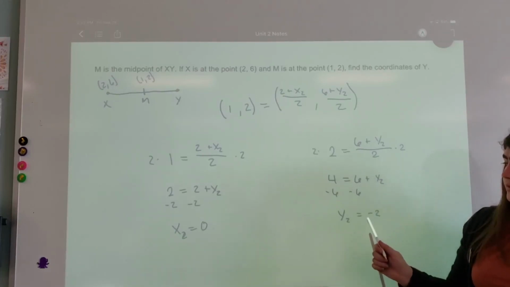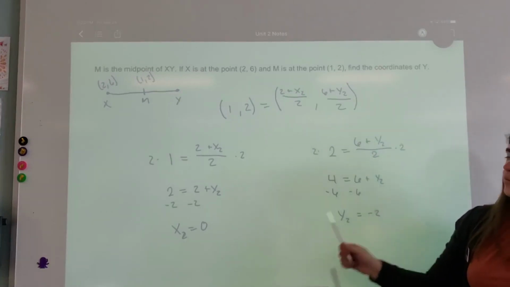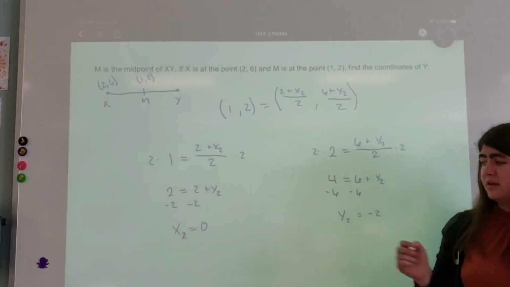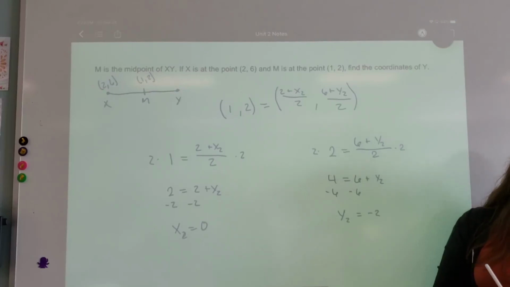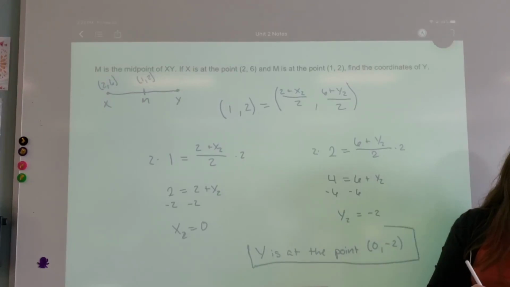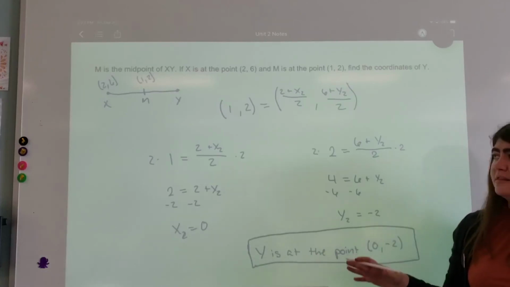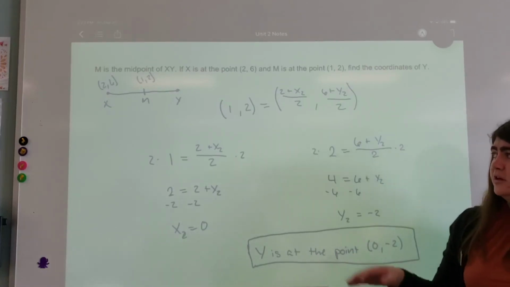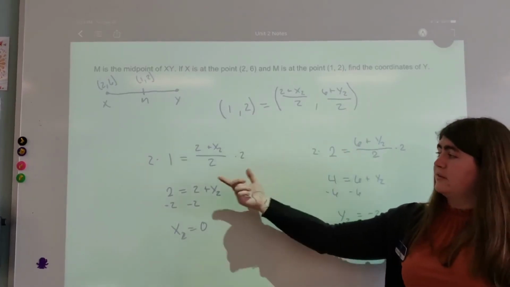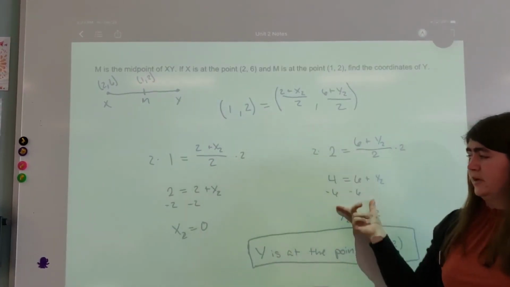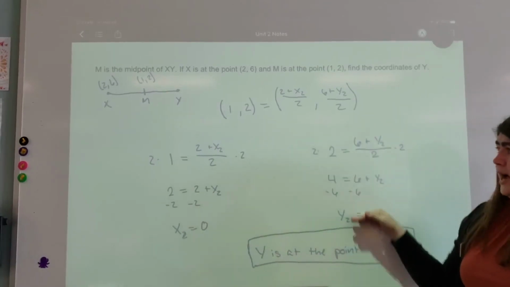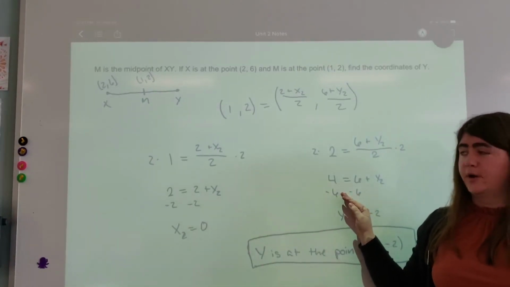So my coordinates for Y were found separately, and now I'm going to stick them together. So I have that Y is at the point (0, -2). Those are my Y coordinates. I'm going to make sure I box my answer. So I should see, when you're solving a problem like this, I don't have to see this part. I do have to see each individual solving. So I solved for x, I solved for y. These two pieces should always be shown on your work.